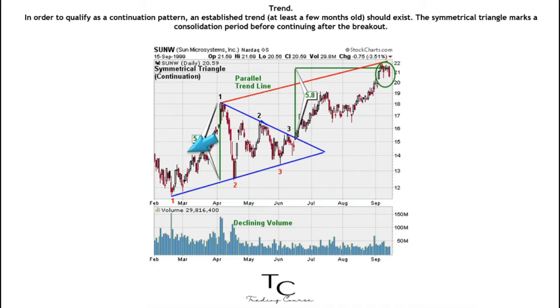Trend. In order to qualify as a continuation pattern, an established trend, at least a few months old, should exist. The symmetrical triangle marks a consolidation period before continuing after the breakout.